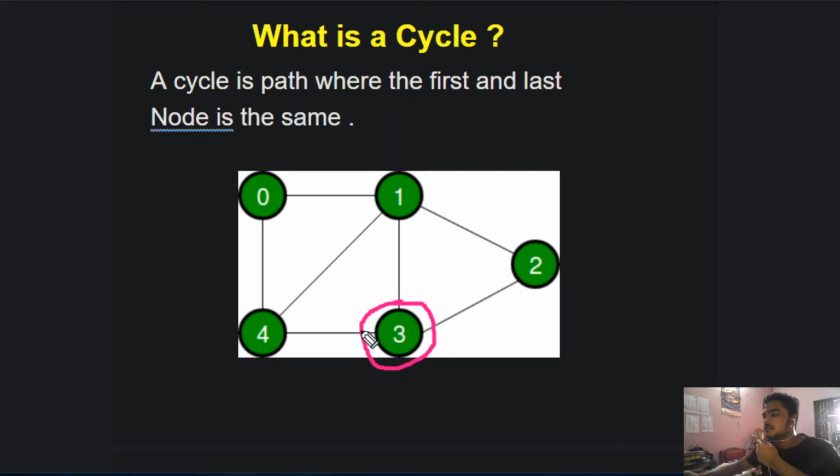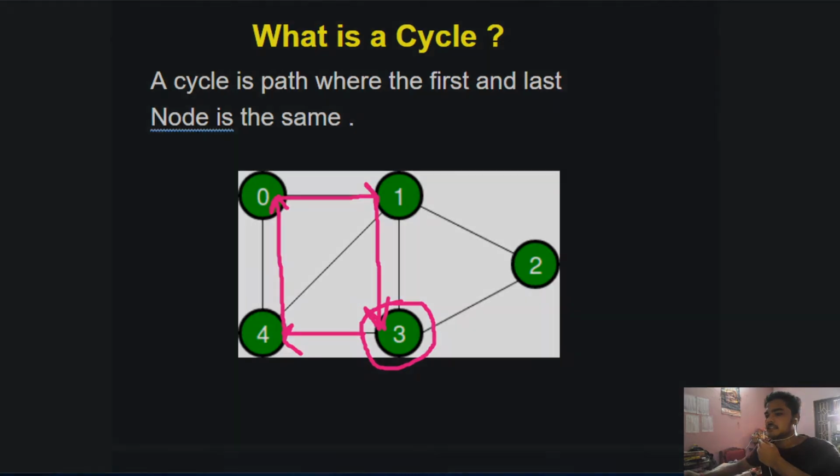Okay, if we consider 3, we can go from here to here, then we can go from here to here, and you can go from here to here, then we come back again. So we are forming a cycle. It's closed, you can see it is closed, right? So that's what a cycle is. Okay, so now we have understood what a cycle and what a path is, right? So now let's jump on to the next thing.